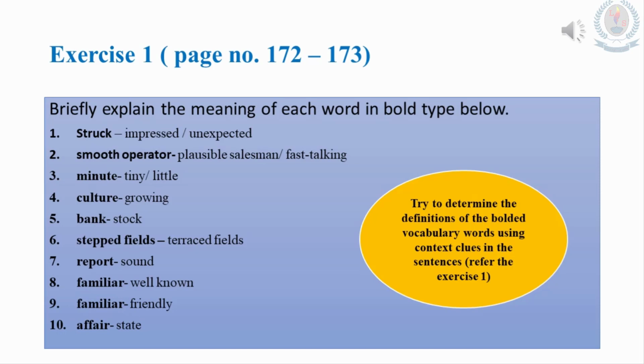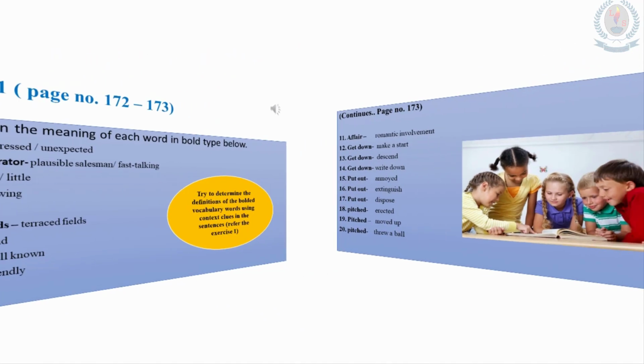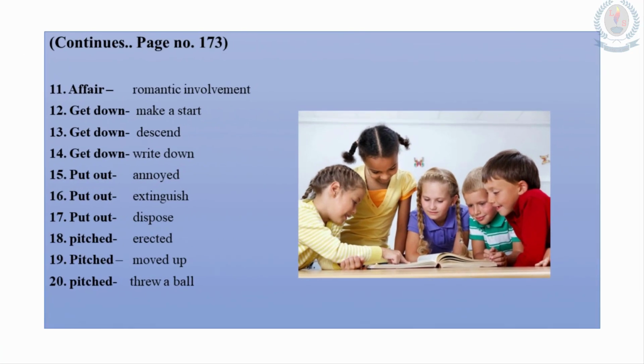Number 10. Life in the bush is a placid affair in which very little happens. So we can define here affair as a state. Let's move on to the next slide. Question number 11. According to village gossip, the doctor is having an affair with one of his patients. Here affair means romantic involvement. So the doctor is having a romantic involvement with one of his patients.